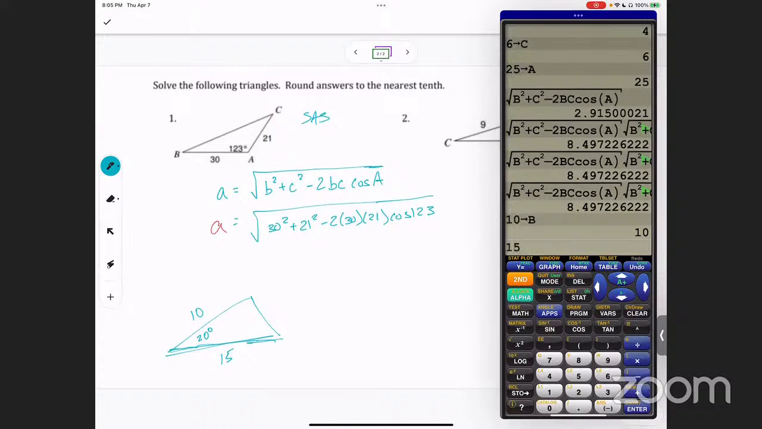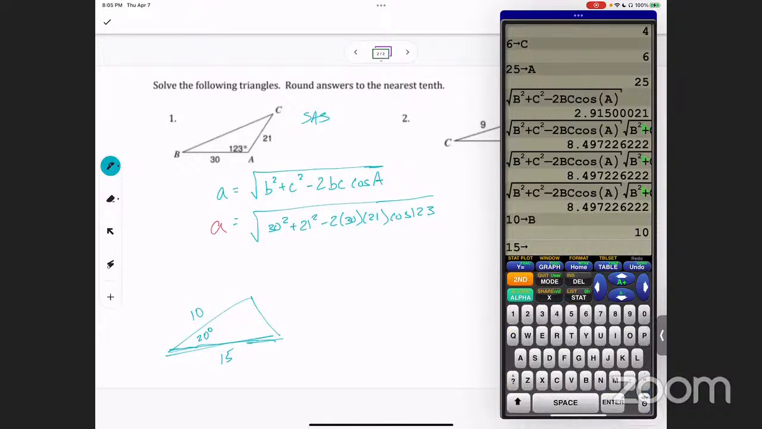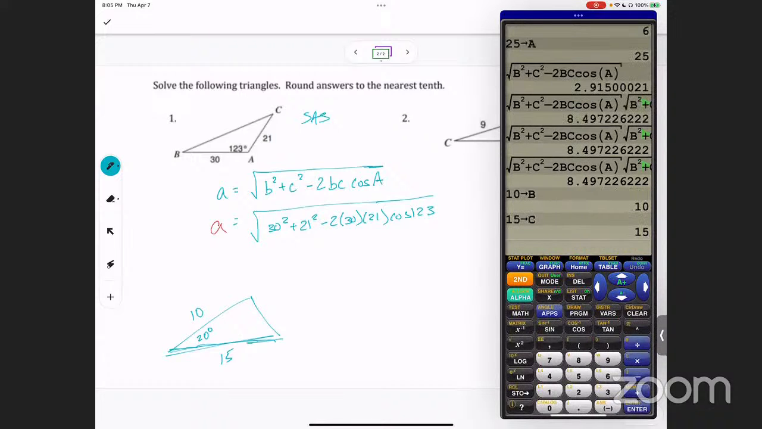So 15, store, alpha. Now your alpha looks a little different. You have to hit alpha, and then you have to find the letter. Apps is for B, draw is for C. Yeah, you see what I mean. So it's slightly different than this digital one, this iPad app calculator.